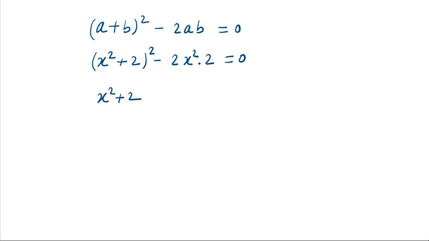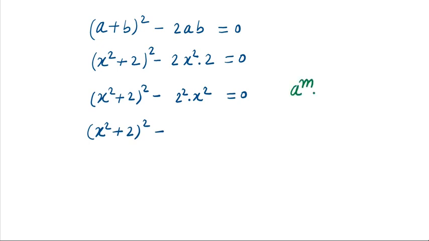x square plus 2 whole square minus 2 times 2, which is 2 square, times x square is equal to 0. Here x square plus 2 whole square minus, look carefully at this term. Here we will apply the base and exponent rule. We know that a power m times b power m is equal to a times b whole power m. Suppose this 2 is a and this x is b, and both powers are m. According to this rule, we can write this expression as 2 times x whole square is equal to 0.